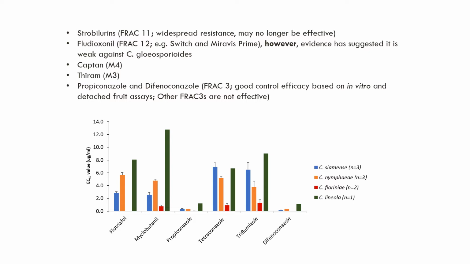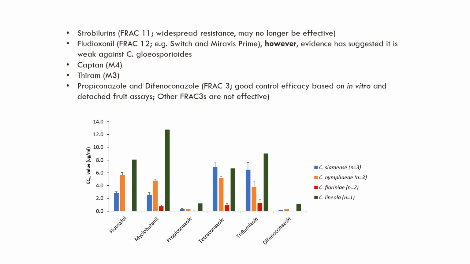Both Captan and Thiram, they're much less prone to resistance development. Also, they have some efficacy for Colletotrichum species, which should be utilized more frequently for resistance management, especially under low disease pressure. Propiconazole, difenoconazole, those are FRAC 3 fungicides. They have shown good control efficacy based on in vitro and detached fruit assays. Interestingly, other active ingredients within the same chemical group are not as effective as those two fungicides.